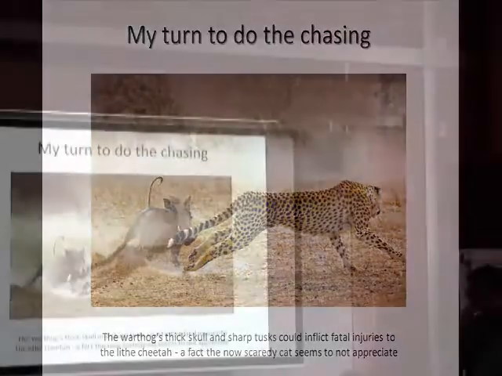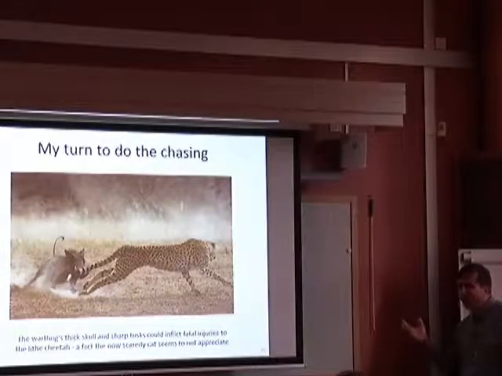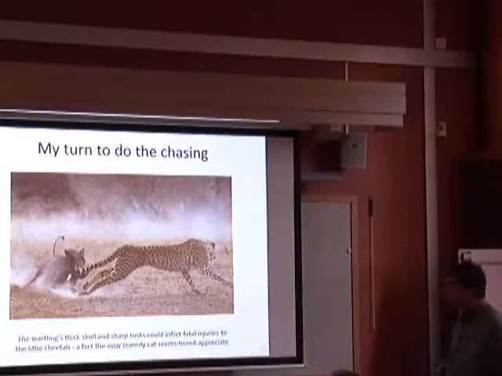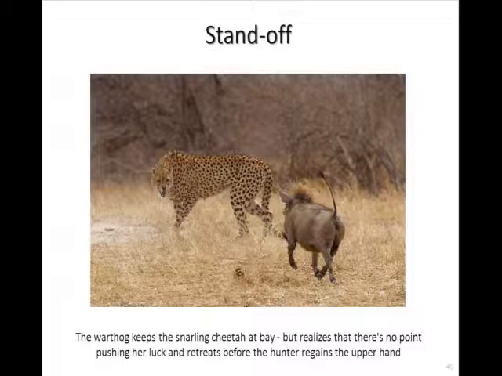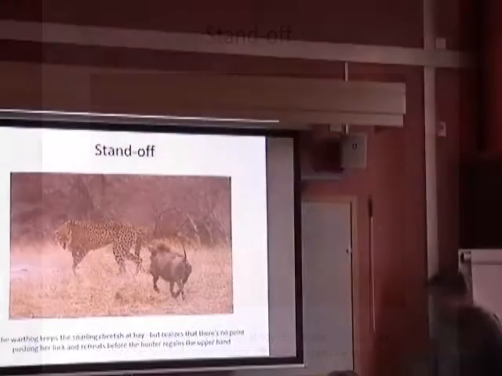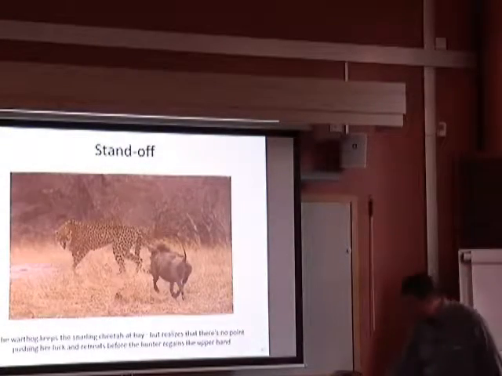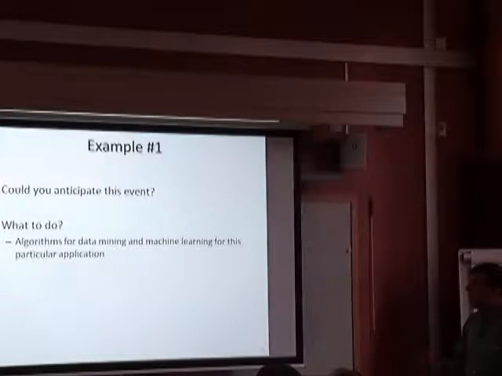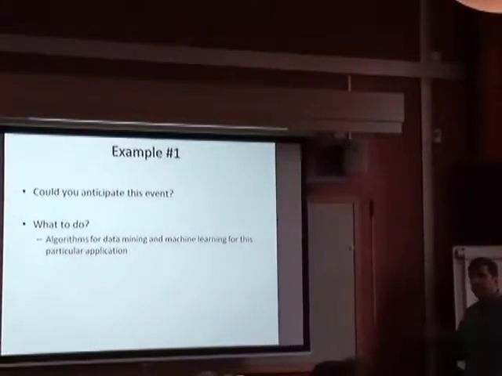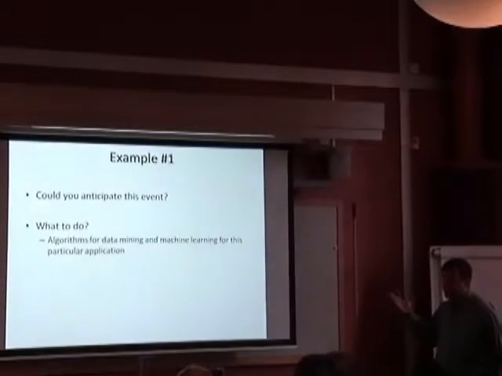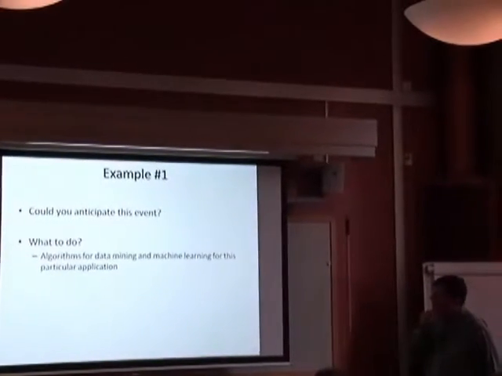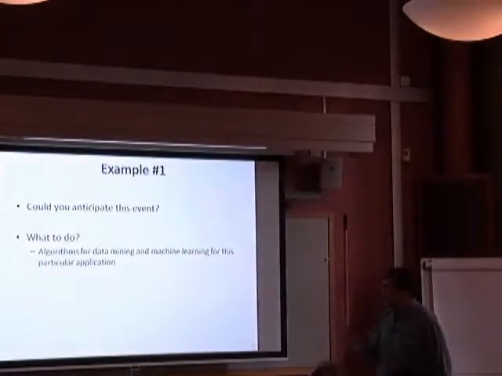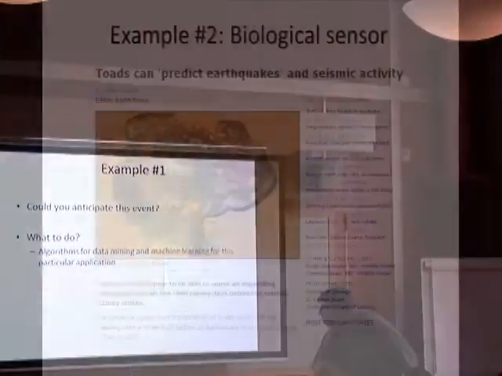I guess the cheetah was so scared that he started running away. So this happened, and this warthog went away. Okay, and he was not food for this animal. So the question is, could you anticipate this event? I guess no one in good peace of mind would say that this would happen. And of course, unanticipated events can happen, and what to do? So you need to design algorithms that will learn from this kind of application.